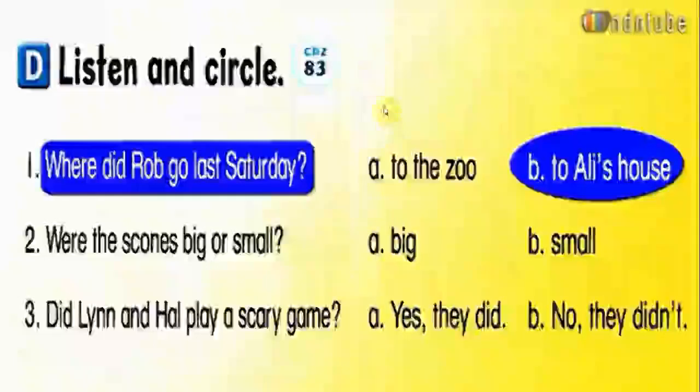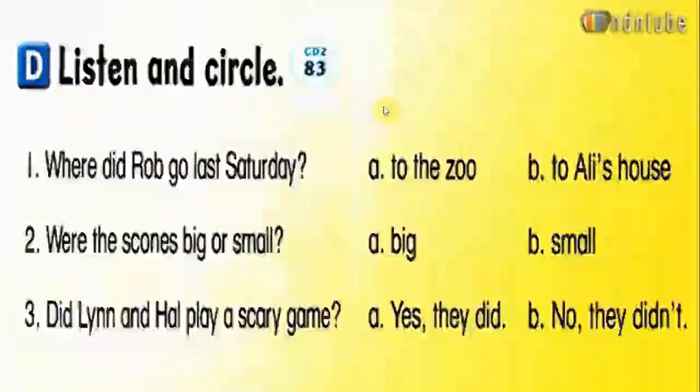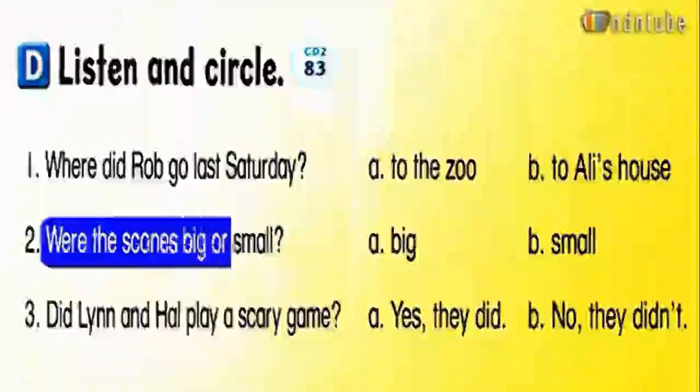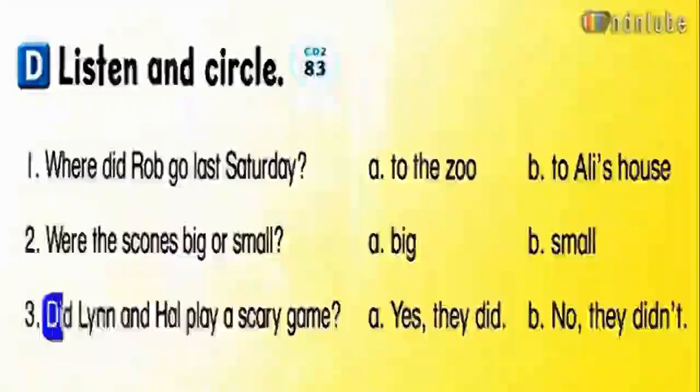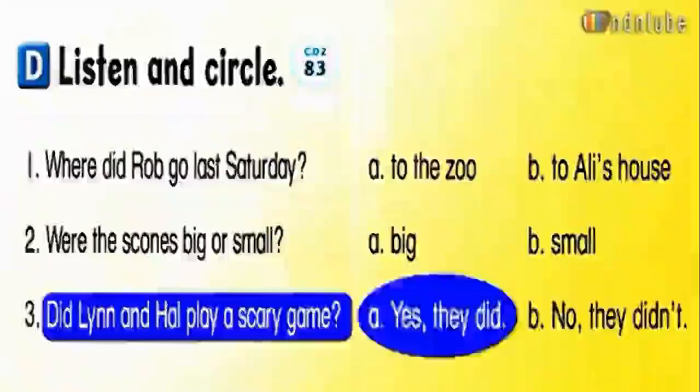Number 2. Were the scones big or small? Here, where doesn't mean where as a location. This where is an auxiliary verb, was or were. Number three. Did Lynn and Hal play a scary game?